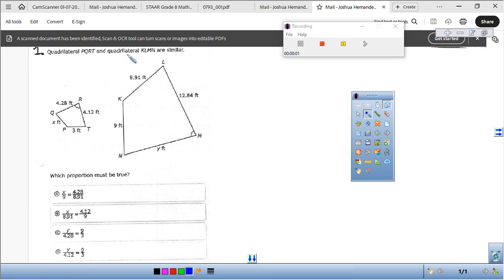Okay, so this one is going to be talking about quadrilateral PQRT and quadrilateral KLMN being similar. This is basically going to be a set of proportions, where this one is equal to that one, and the way you set it up is very important. If 1/2 is equal to 2/4, you can have it like that. You can also write 2/1 is equal to 4/2.